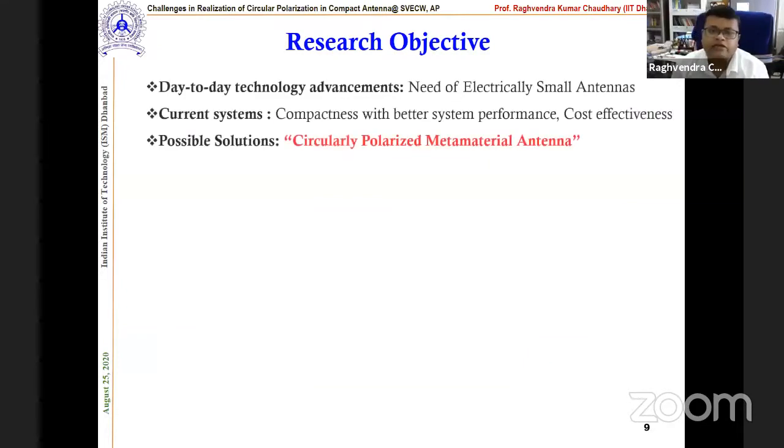Now, what are the research objectives we set for our research group, those who are working particularly on small antennas and CP antennas? First we need electrically small antennas, correct? And then it should have better performance as well as be cost effective. We completed a sponsored project on these things, sponsored by SERB. We got it in 2017, and we just started this work. When we started CP antennas with metal antennas, it was somewhat challenging, because at that time very few research works were there, and most of the papers were not up to the industry requirements.